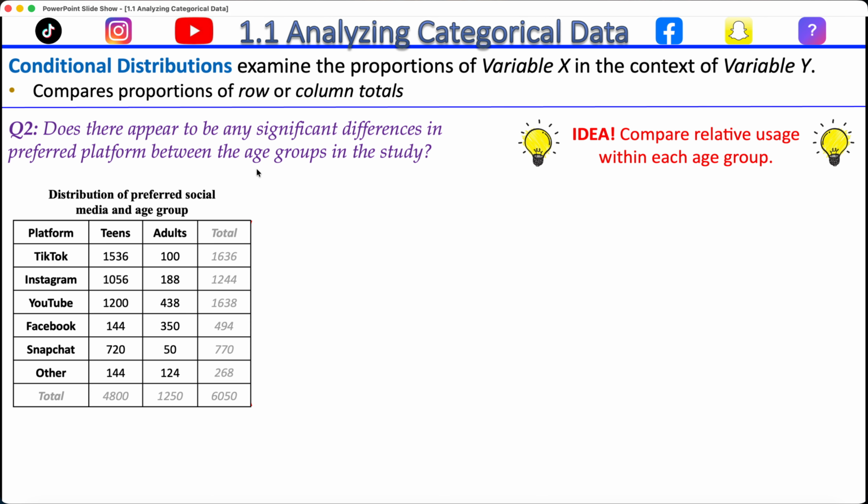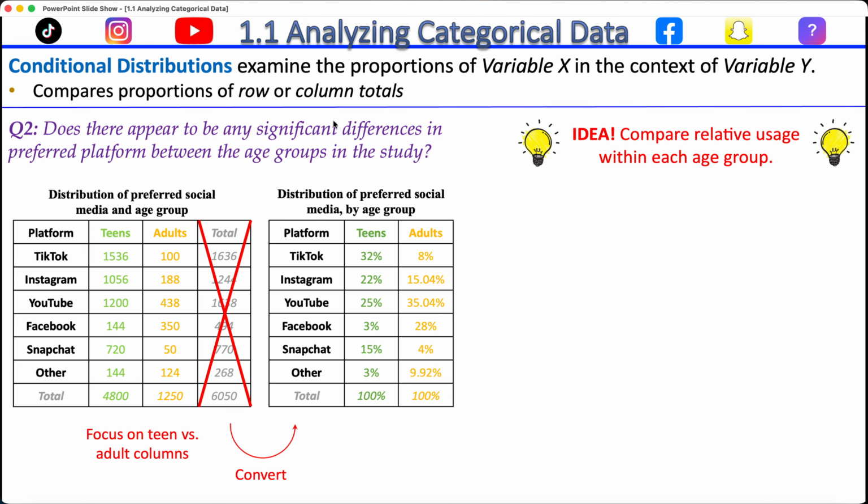How do we do that? We ignore the totals, and I look at the teen column and the adult column separately. Raw counts aren't doing it for us, so like we said, let's look at them proportionally speaking.